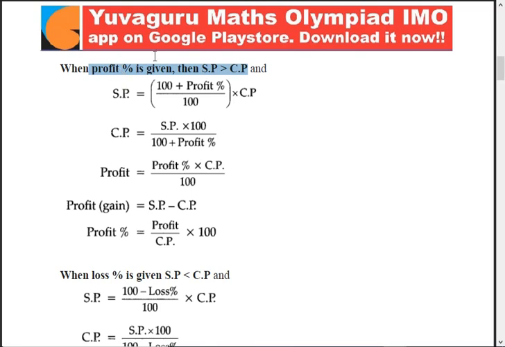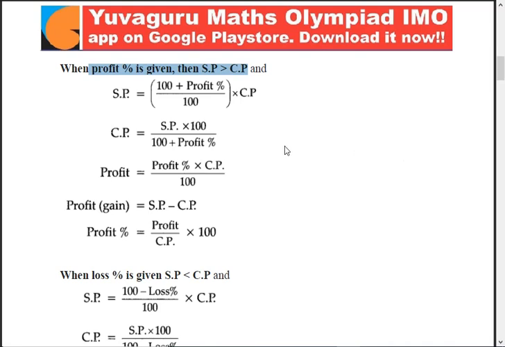When you know the profit percentage, how to find the selling price? Selling price equals (100 plus profit percent) upon 100 into cost price, right? You can practically apply this also. Suppose I purchase something for 100 rupees and profit percentage is say 15%. So what is the selling price? Put the 15% over here: 100 plus 15, 115 upon 100 into 100. So 100 gets cancelled, 115 is the selling price.